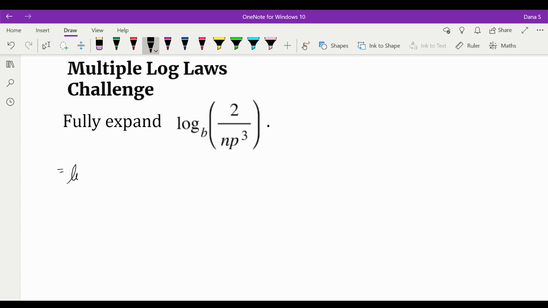We're going to start by using the quotient law of logs because as you can see we do have a quotient within the argument. So the log of a quotient is equal to the difference of the logarithms, keeping that base consistent. So log base b of 2 minus log base b of np cubed.